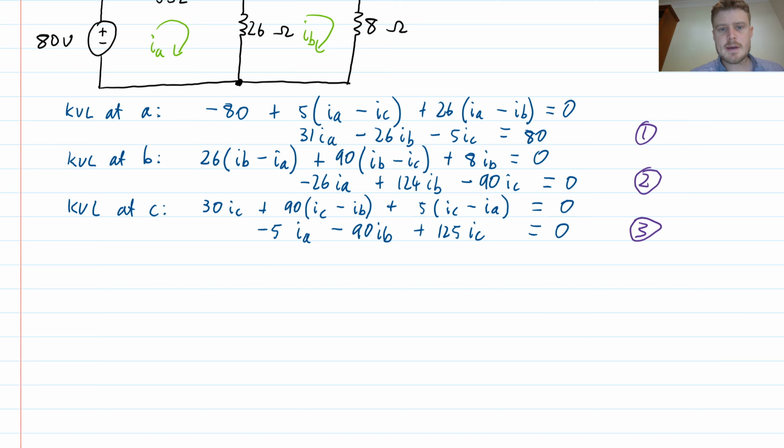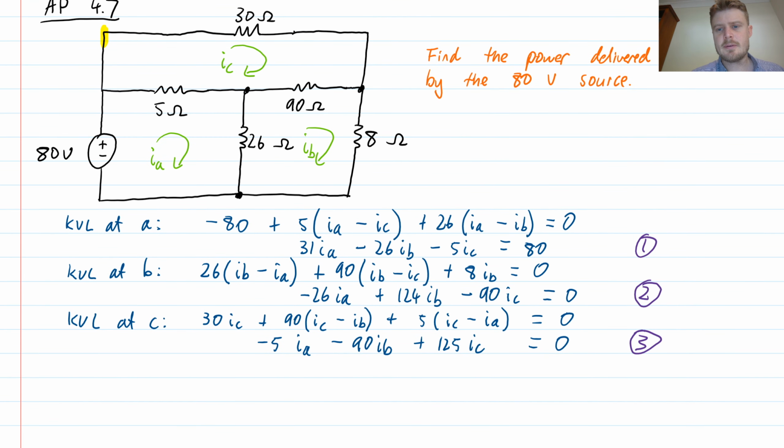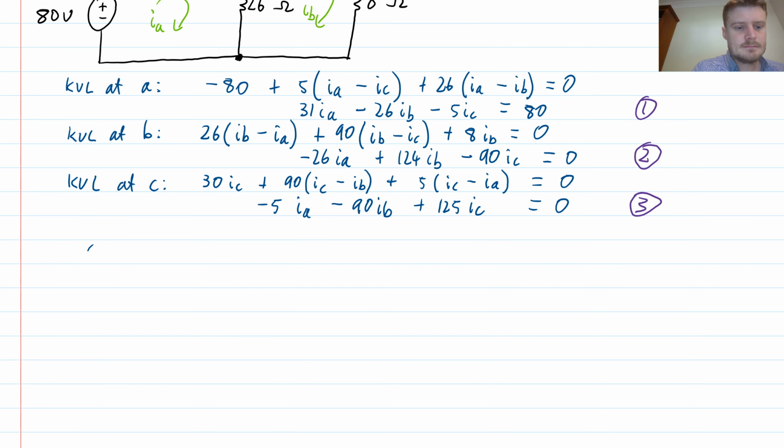So I now have 3 equations and 3 unknowns, but let's be a little bit strategic about this. I actually don't need to solve all of them. If my task is simply to find the power delivered by the 80 volt source, it would be sufficient to solve for mesh current IA. If I know the voltage and the current at that source, I can calculate the power. So in particular, what I need to do at this point is just solve for IA. When I only need one answer out of a 3x3 system, Cramer's method is a good approach.